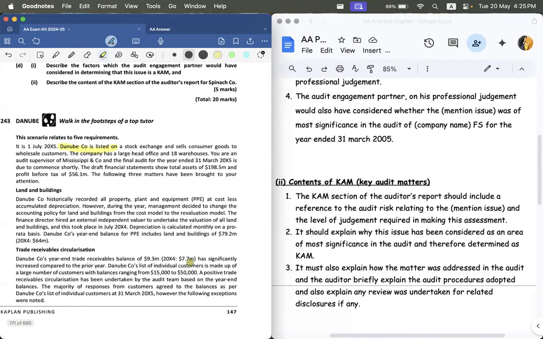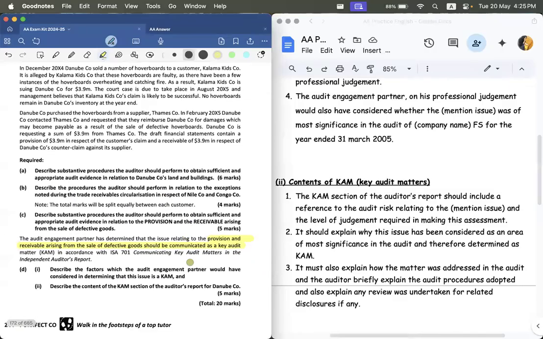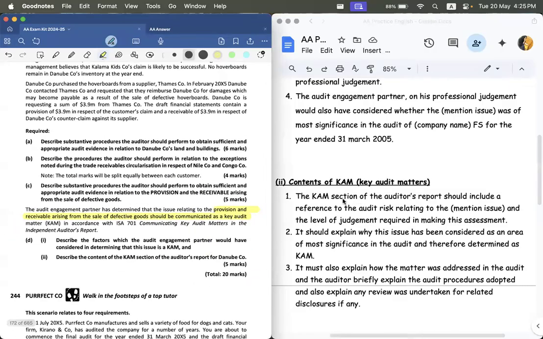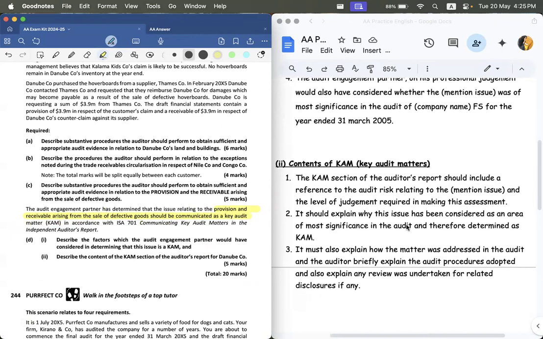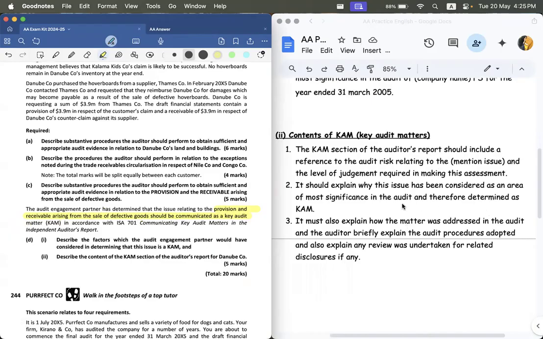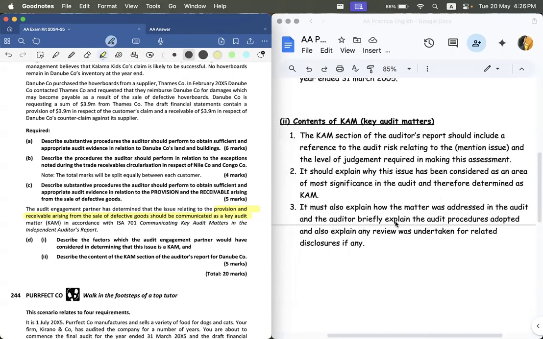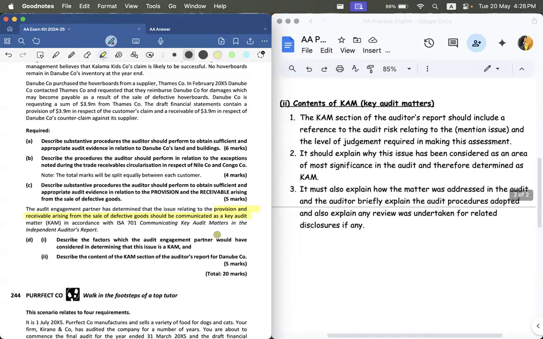Clear? And in the contents section, you're going to again simply change the things. The KAM section of the auditor's report should include a reference to the audit risk relating to the provision and receivable arising from the sale of defective goods, and the level of judgment required in making this assessment. It should explain why this issue has been considered as an area of most significant importance in the audit and therefore determined as CAM. It must also explain how the matter was addressed in the audit, and the auditor briefly explains the audit procedures adopted and also explains any review undertaken for related disclosures, if any.